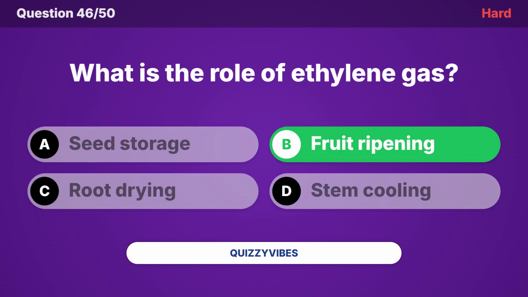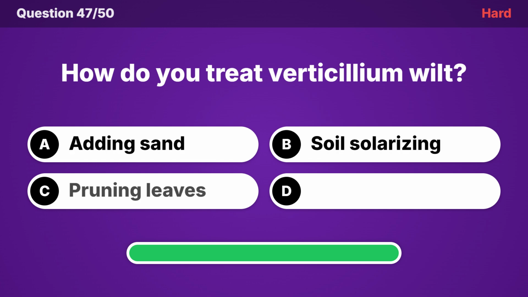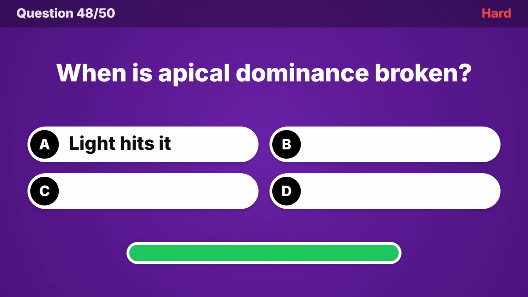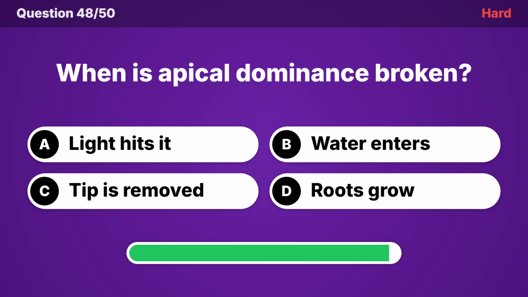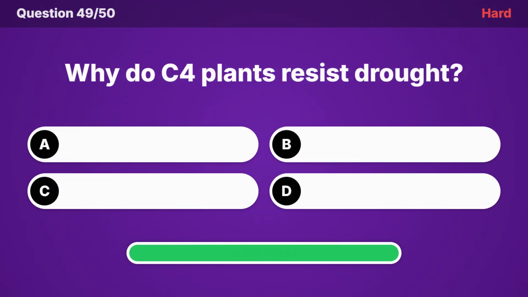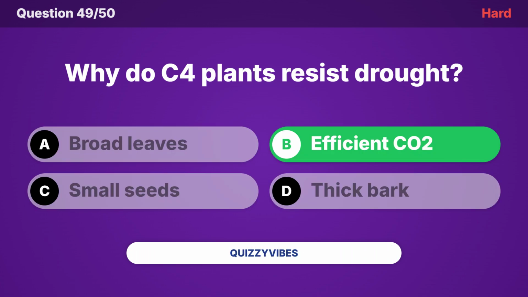Answer. Fruit ripening. How do you treat verticillium wilt? Answer. Soil solarizing. When is apical dominance broken? The correct choice is tip is removed. Why do C4 plants resist drought? Time's up. It's efficient CO2.